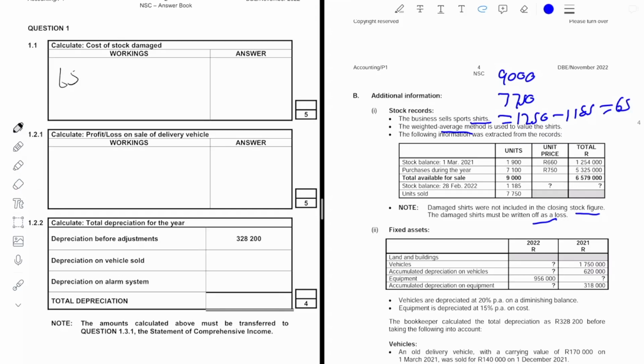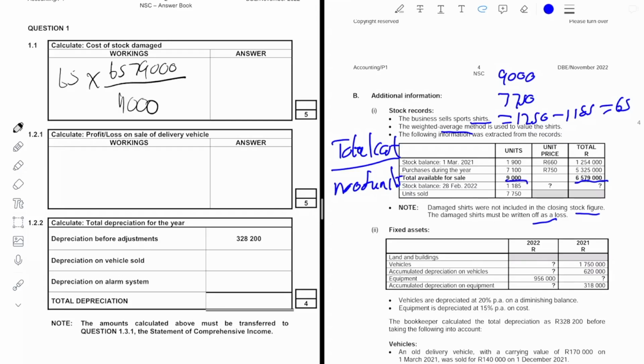And then remember, on the weighted average method, the formula is your total cost divided by your number of units. So if you look here on the table, they were quite kind. They did give us the total cost already calculated, so that is 6,579,000. And they also did give us the total units, which is 9,000. And if you put that on your calculator, you should get 47,515. So quite easy starts.